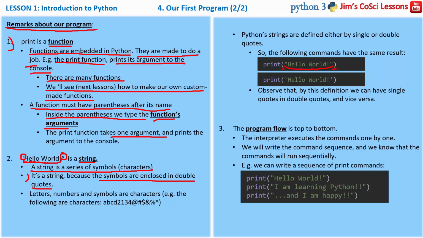Letters, numbers, and symbols are characters, so they can be enclosed in a string. The following are characters: A, B, C, D, the digits 2, 1, 3, 4, and also these symbols.